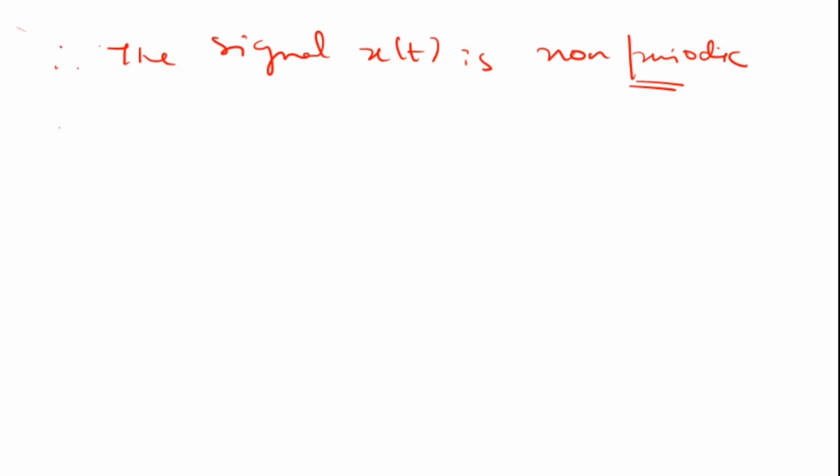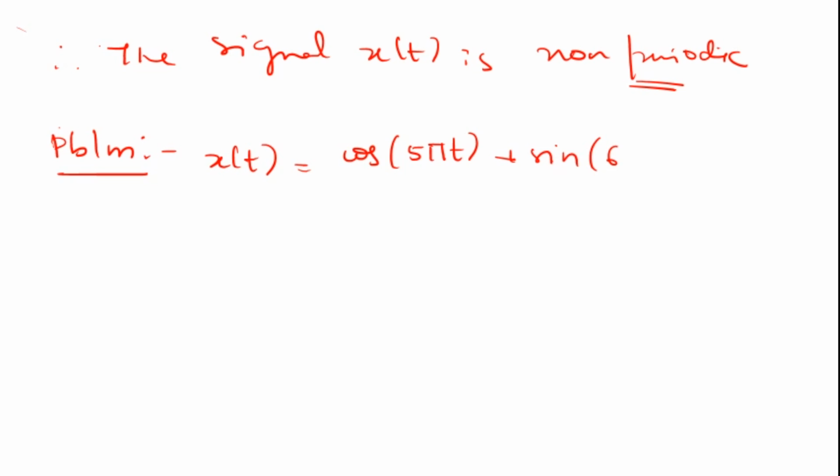Determine whether or not each of the following signals is periodic or not. If periodic, find its fundamental period. First problem, x of t is equal to cos of 5 pi t plus sin of 6 pi t.